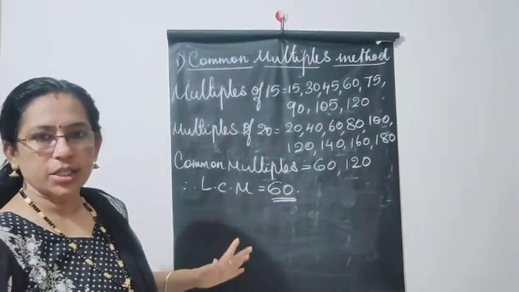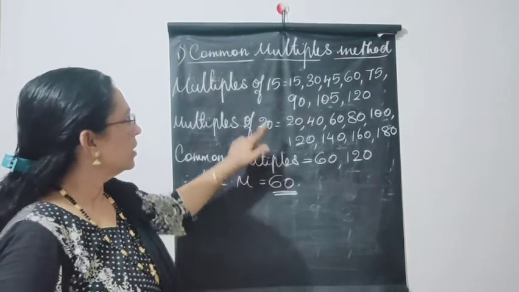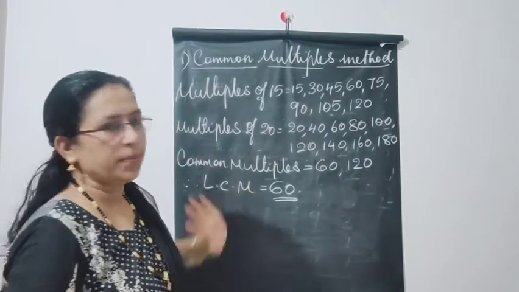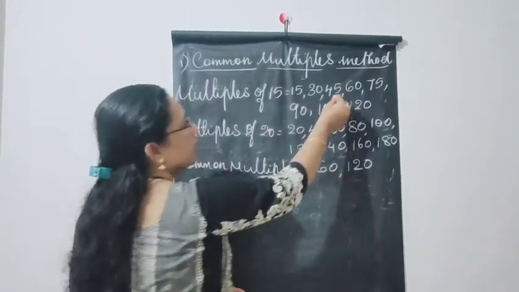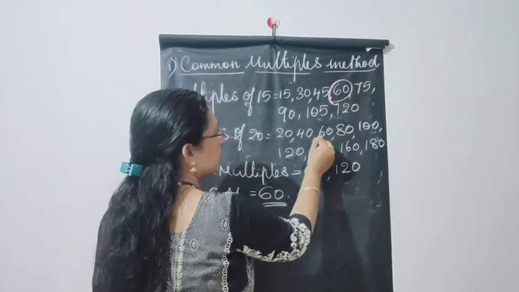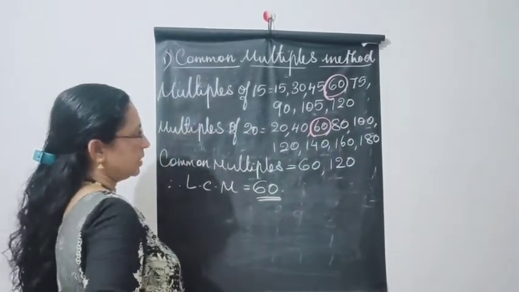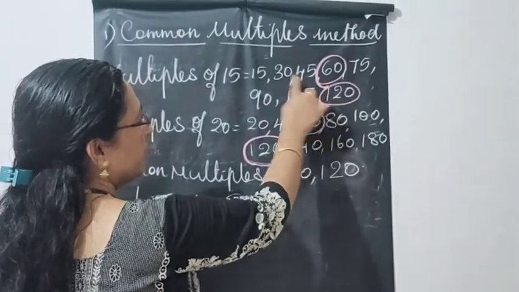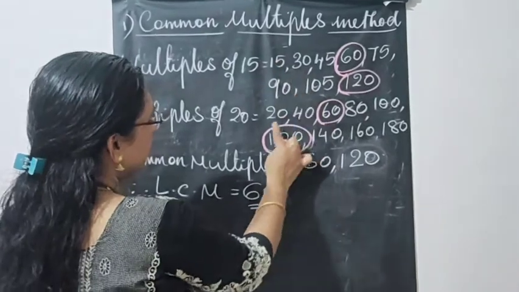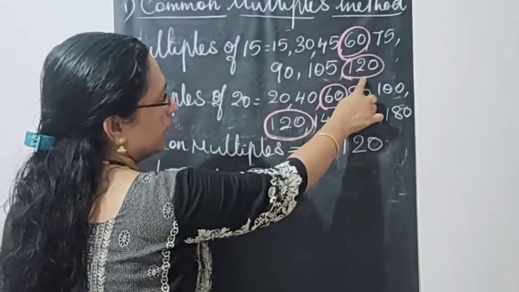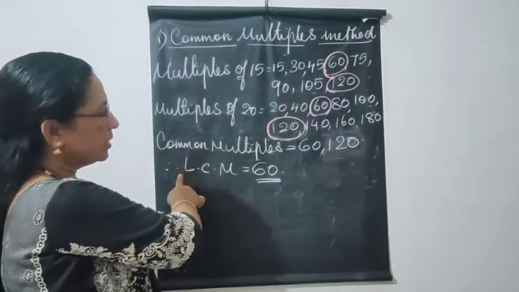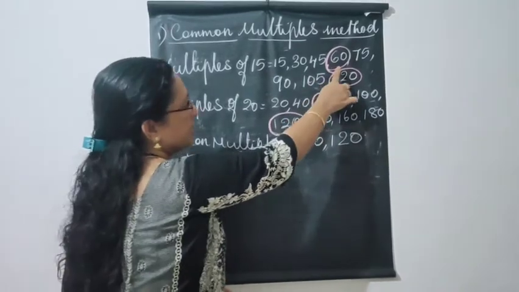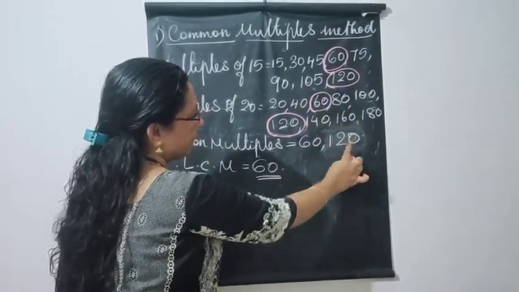Okay. The next step, find the common multiples. Which number is repeating in the multiples of 15 and 20? Find out. Here 60 is in 15's multiples and 60 is in 20's multiples also. The next common multiple, 120, is in 15's multiples and also in 20's multiples. Can you see? 120 here, 120. What are the common multiples of 15 and 20? 60 and 120. Write down.